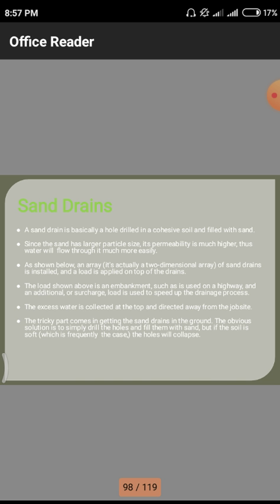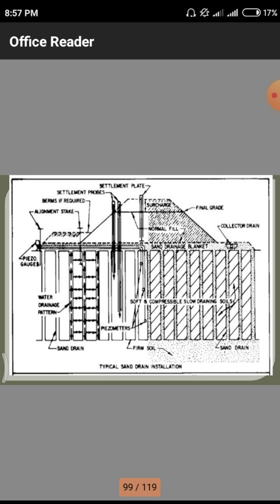Next we have the array shown below. It is a diagram for constructing sand drains in a field. In the previous diagram I showed it with the help of small dotted lines, but here we have the installation of sand drains, how they are installed in a field itself. We have a surcharge load on top of the soil. Below the soil we have these sand drains. Those sand drains are installed by using different pouring techniques.